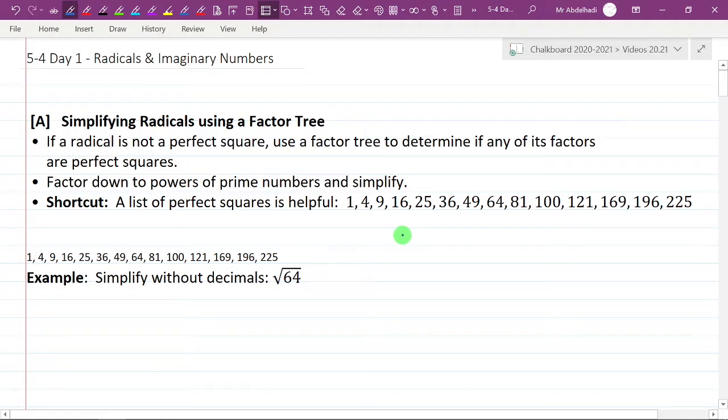Okay, welcome back. Today we're going to be talking about radicals and imaginary numbers. We'll start off with radicals.